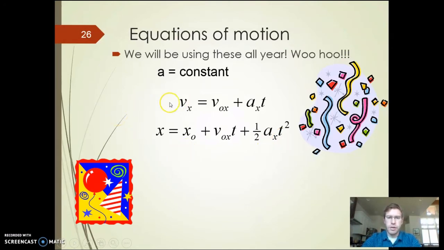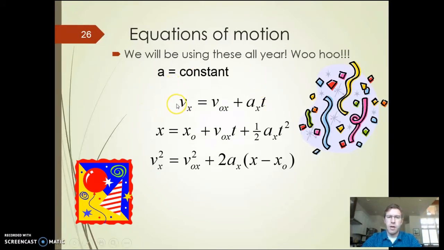The third, if we were to substitute these two together to try to remove time, so maybe solve one for time and substitute it into the other, we would get our third equation of motion, which relates final velocity to initial velocity, acceleration, and change in position. One pattern you're going to notice, each of our equations of motion only have 4 of the 5 variables. So it makes it a really nice way to isolate different variables.